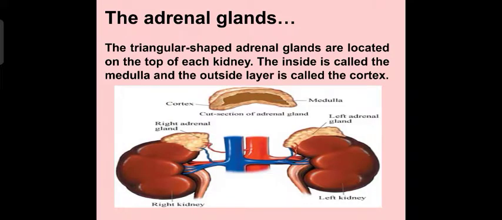Next is the adrenal gland. The adrenal gland has two regions, the cortex and the medulla. The adrenal gland is triangular shaped and located on the top of each kidney. The inside is called the medulla and the outside layer we call the cortex.